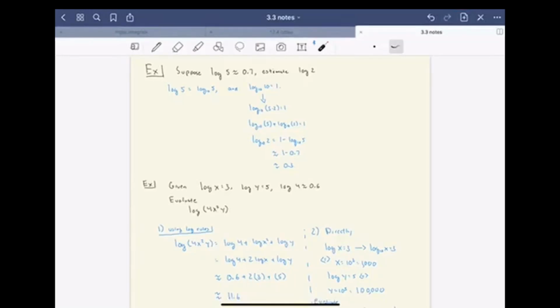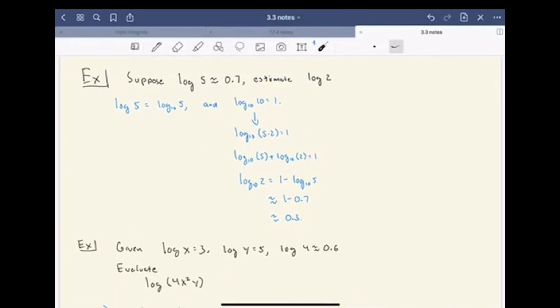All right, welcome back. We're going to do some examples. So the first example we're going to do is we're going to suppose we're given log of 5 equals 0.7, and we're going to estimate log 2.